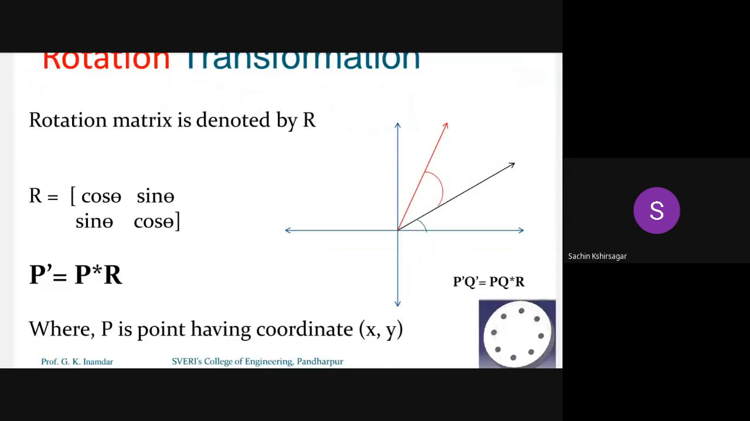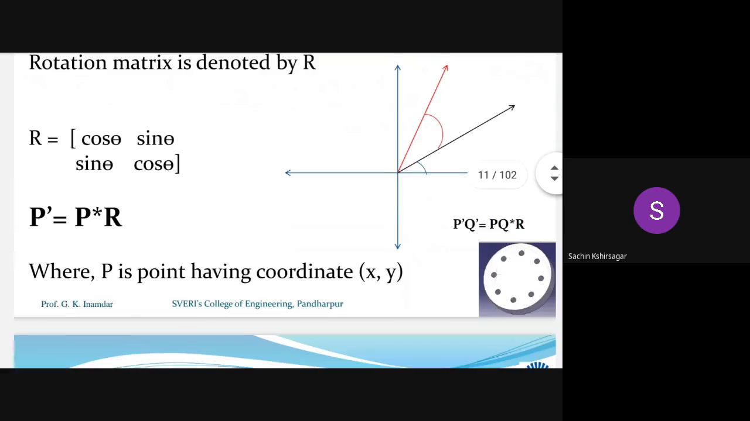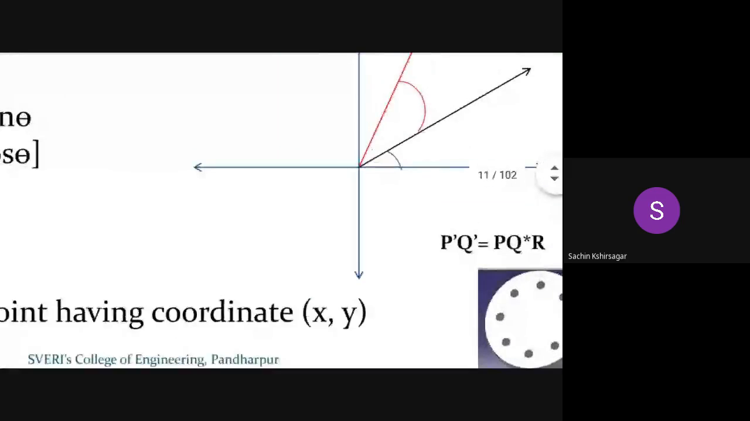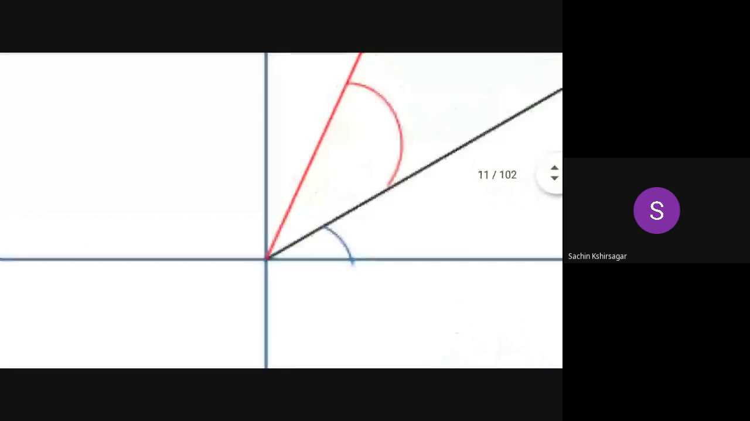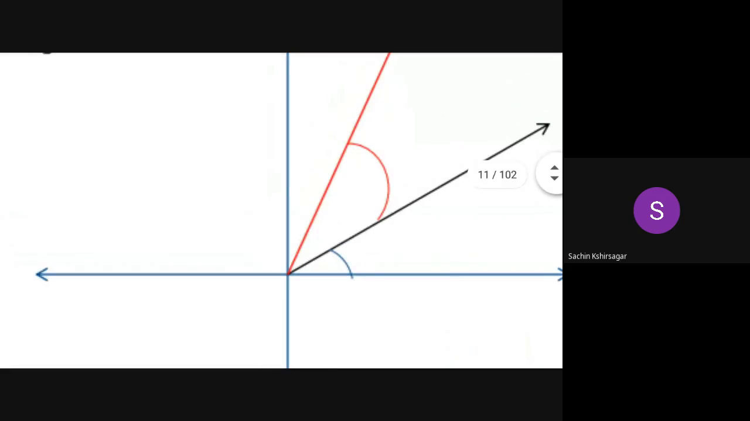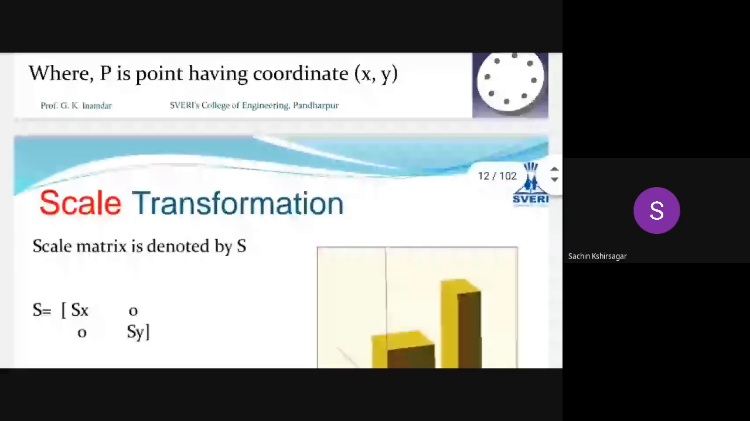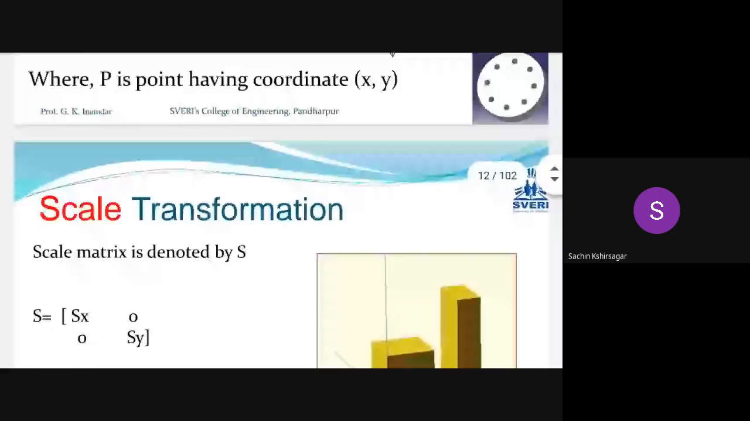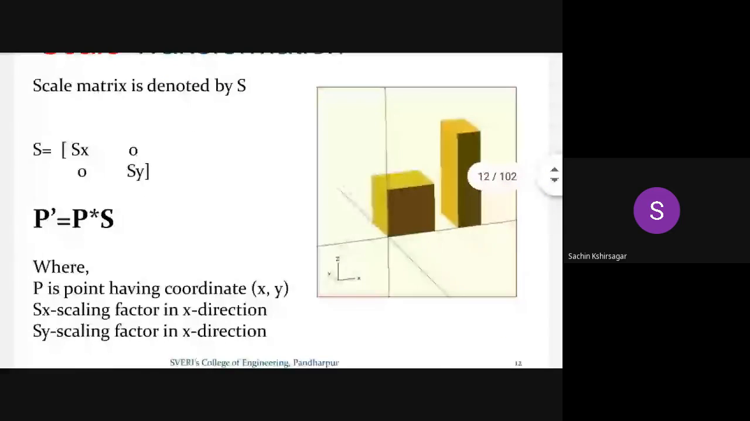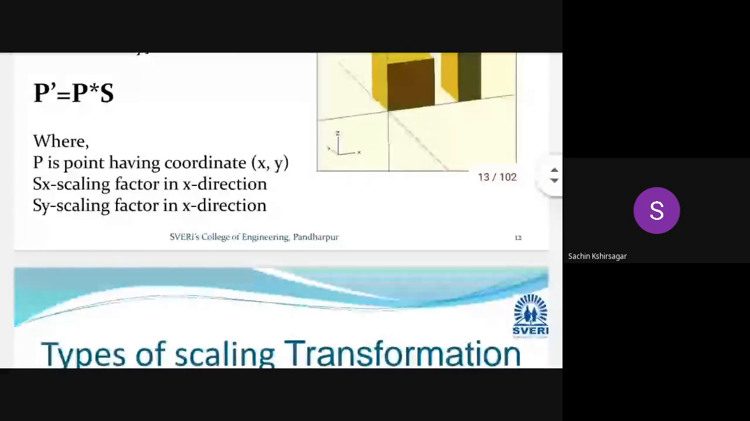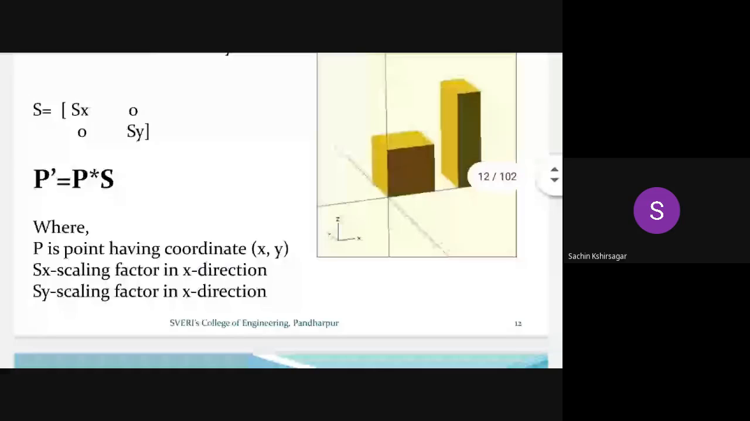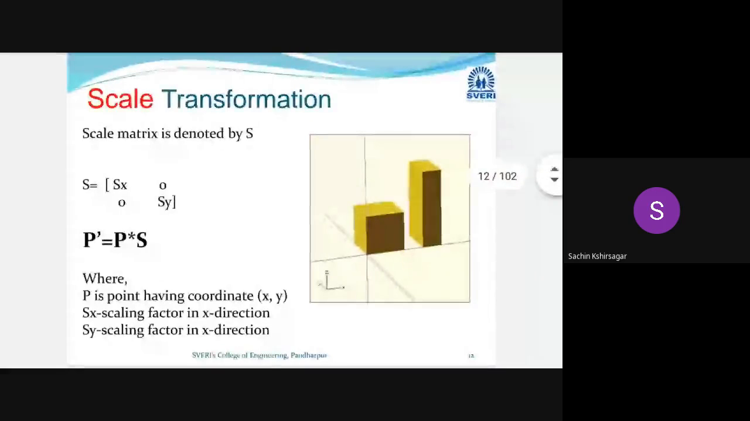Also we have studied the numerical. Theta is nothing but the angle covered by this line or the object. We already studied the example, and the PDF I have shared in the study material. So the next transformation is scale.